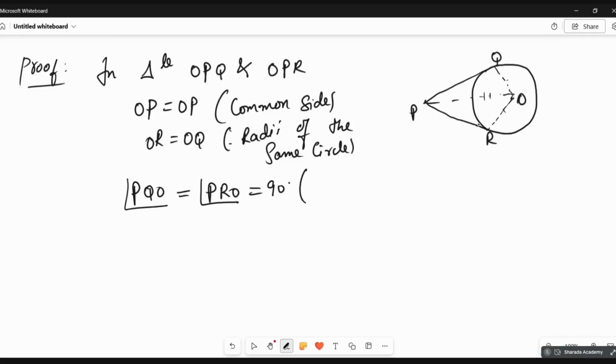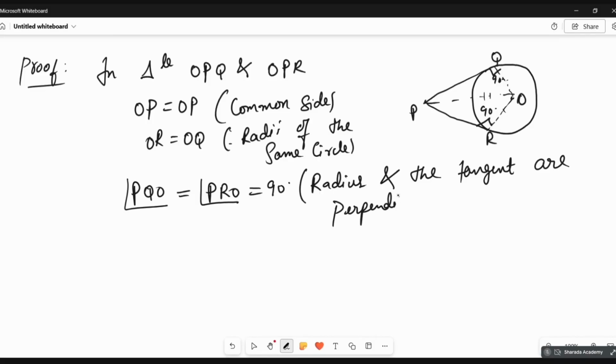What is the reason? This is equal to this. Because the radius and the tangent are perpendicular to each other. Tangent and radius are perpendicular to each other at the point of contact.